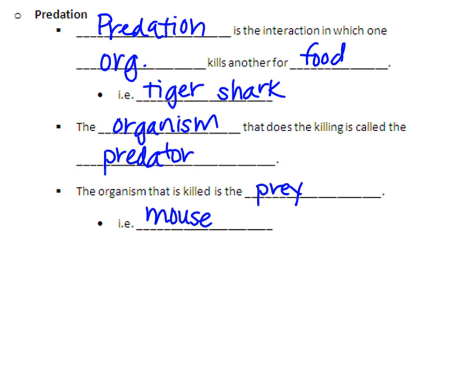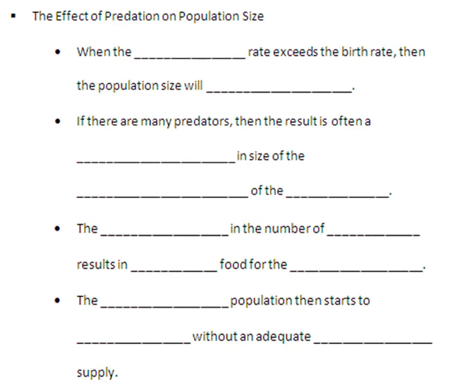Okay, so we have talked about 2 types of main interactions so far. The first one was competition. The second one was predation. The third one will be symbiosis. But before we get to that, we need to talk about how predation affects population size. This again reverts back to what we talked about a few weeks ago when we were studying population. When the death rate exceeds the birth rate, we know that the population size will decrease.